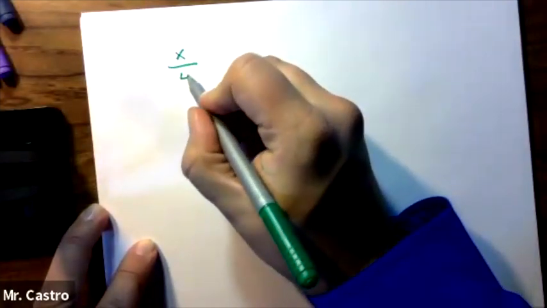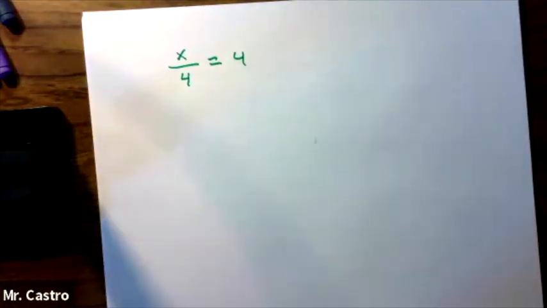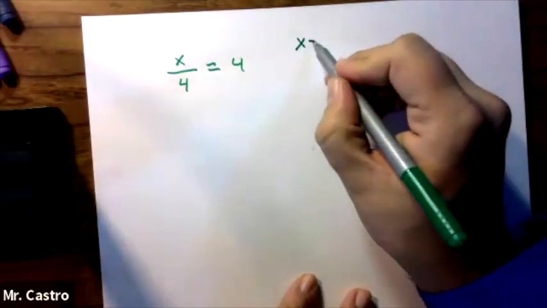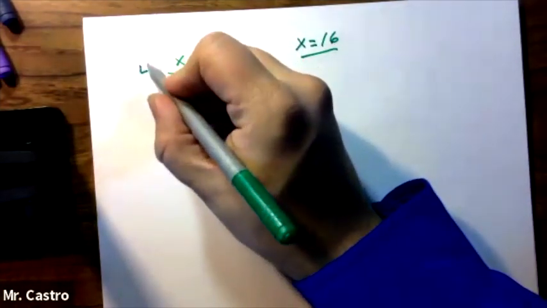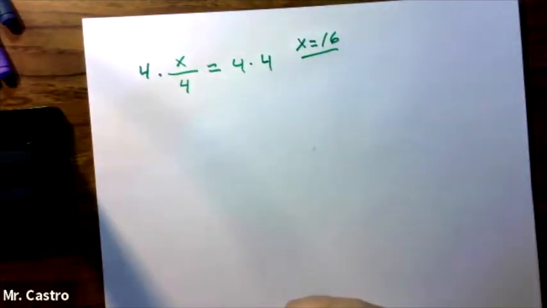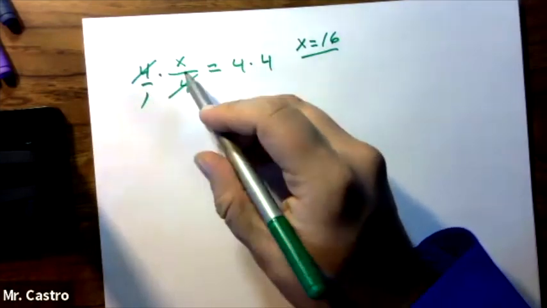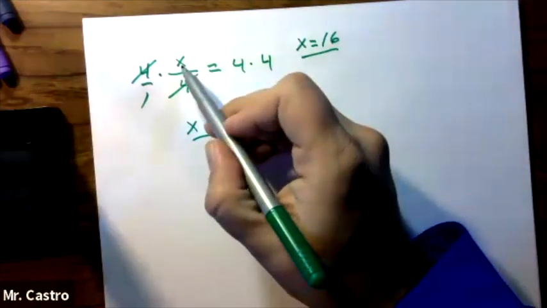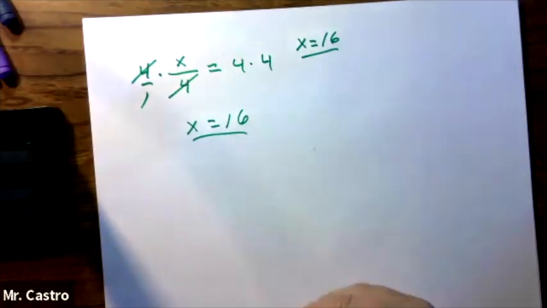What does x have to be for this to be true? x over 4 is 4. Tell me what x has to be. What does x have to be for that to be true? So the number here would be 16. Now, what I could do to solve this is multiply both sides by 4. So this 4 is 4 over 1, 4 on top and bottom cancel. I'm left with x over 1, because 4 over 4 is just 1. x times 1 is x. x is equal to 16.